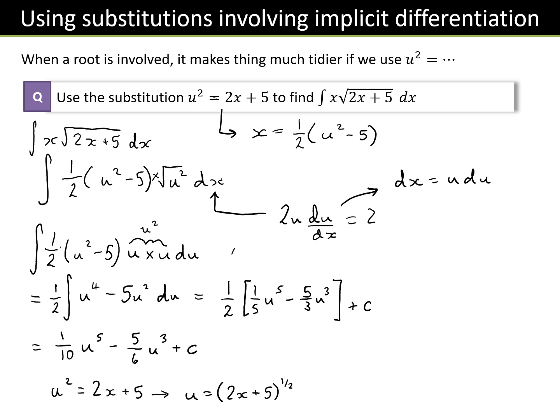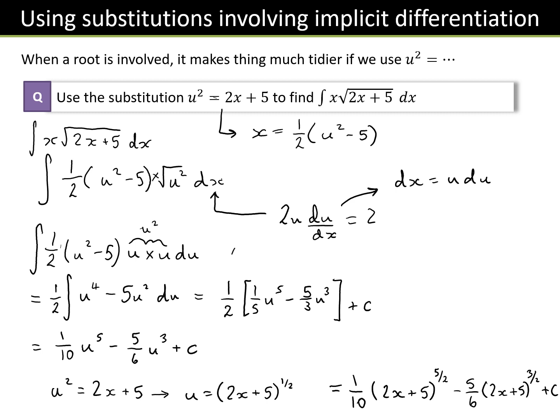So our final answer, substitute this in. So our answer is a tenth, lots of 2x plus 5, a half times 5, index laws. Same idea here, so minus 5 over 6, 2x plus 5, a half times 3, 3 over 2, plus c. Now I can't go back on this, however, if you check with the previous answer, it's identical.